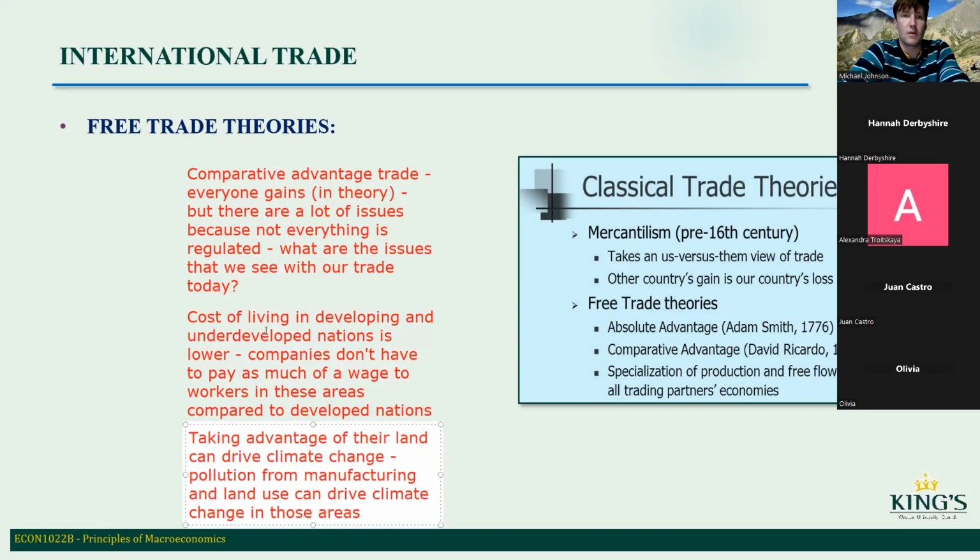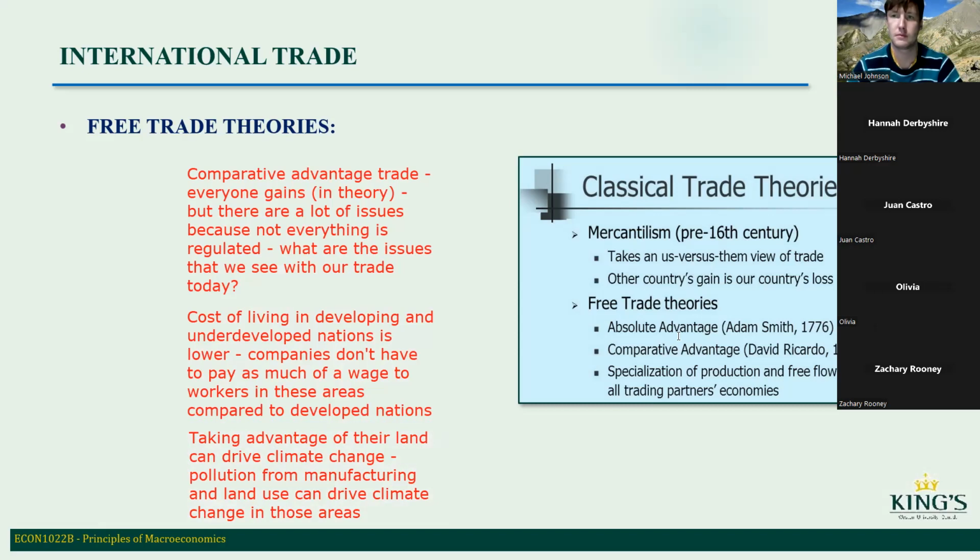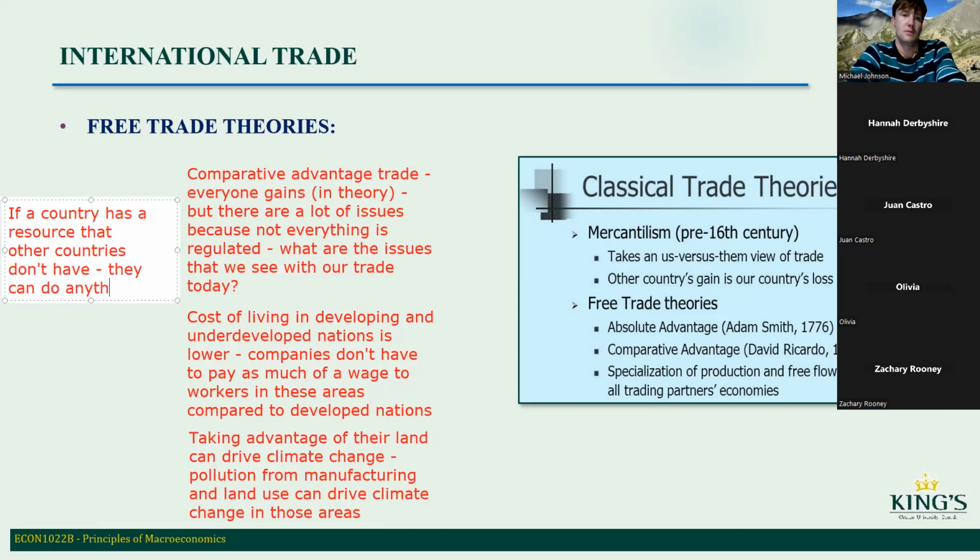And then Zachary, what are some other issues that we see with trade around the world? I don't know if I have a specific example, but in general, if there's a certain country that has a resource that a lot of other countries don't, they can do whatever they want with the price almost and use it against them. Yes, exactly. Good point with that.